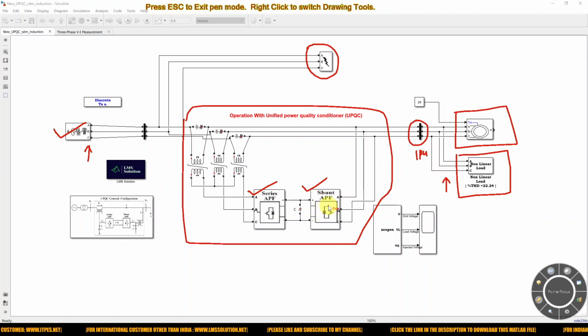And here the shunt active filter is used to mitigate the harmonics. Because of this non-linear load, the nature of the source current is going to change to non-sinusoidal. Because of that, the harmonic level in the source current, or grid side, will increase. So that should be mitigated. The current harmonics are going to be mitigated by means of this shunt active power filter.